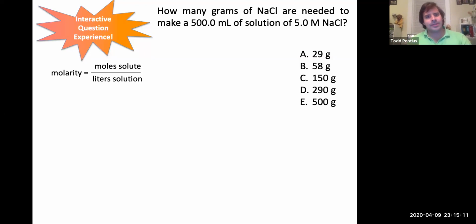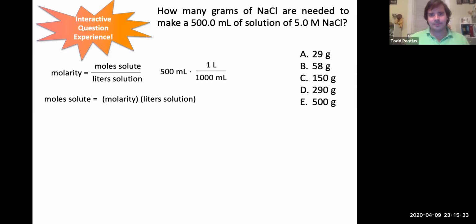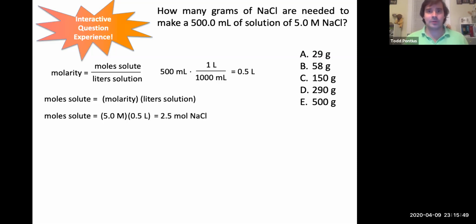So first, let's recall that molarity is equal to moles of solute over liters of solution. Do we know any of these things so far? Well, yeah, we know the molarity. We want it to be 5 molar. And we know the liters of solution. 500 milliliters is equal to 0.5 liters. So we can rearrange, get this moles of solute is equal to molarity times liters of solution, like we discussed on the previous slide. So take that 500 milliliters, there are 1,000 milliliters in 1 liter, and we get 0.5 liters. Okay, so our moles of solute are going to be equal to 5 molar, that's the concentration that we're looking for, times the 0.5 liters that we're trying to make, equals 2.5 moles of sodium chloride.